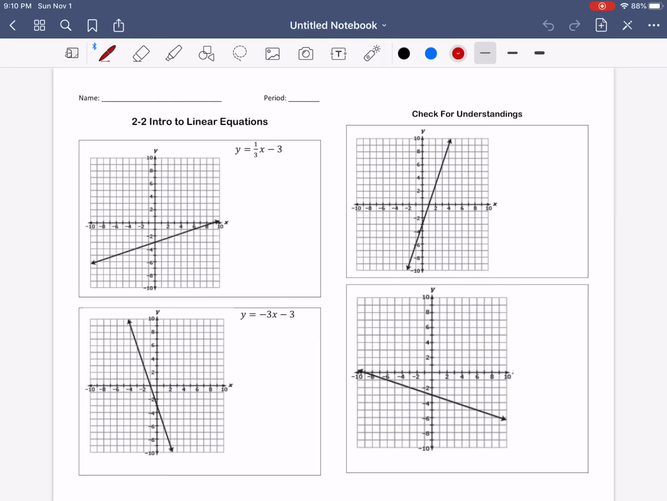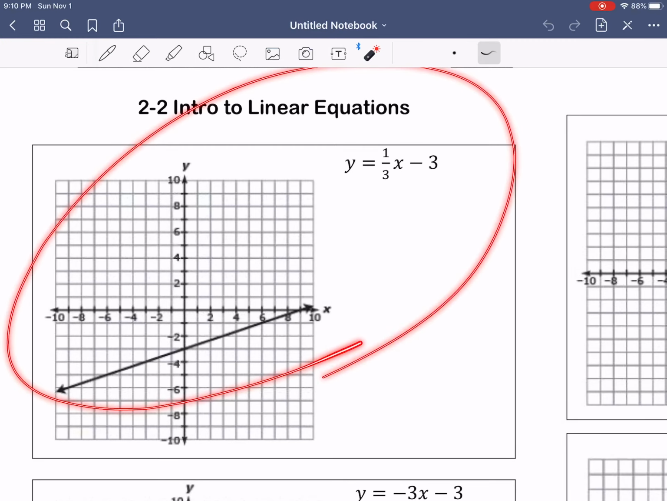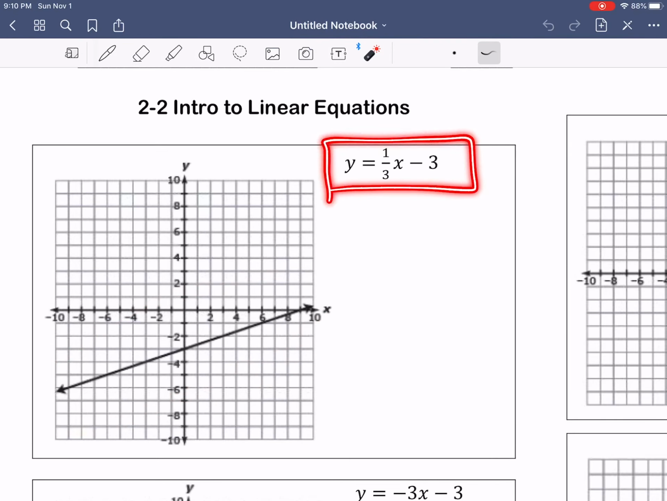Today we are going to learn about linear equations. If you look at this, this is what we call a linear equation. You see this line? This line can be represented by this equation: y equals 1/3 x minus 3.